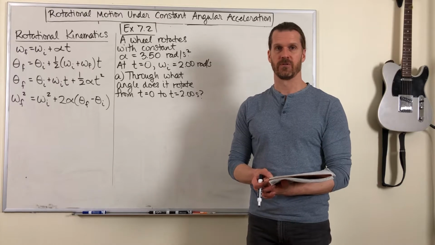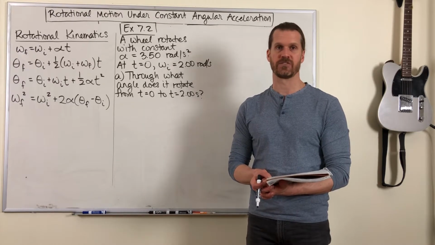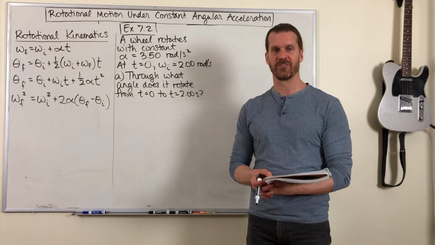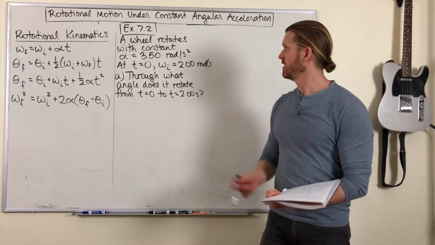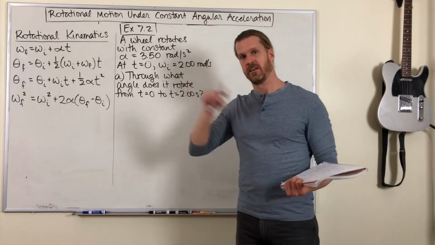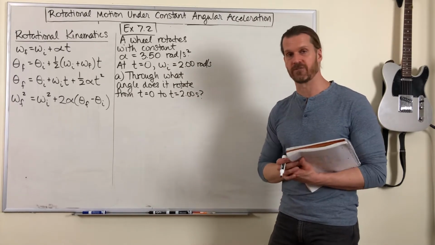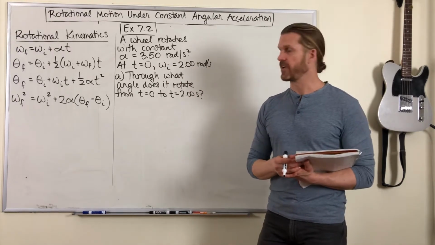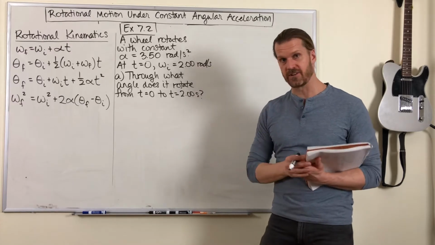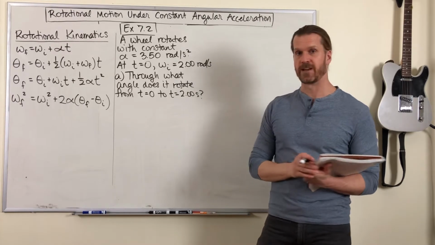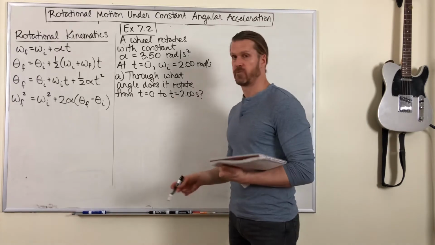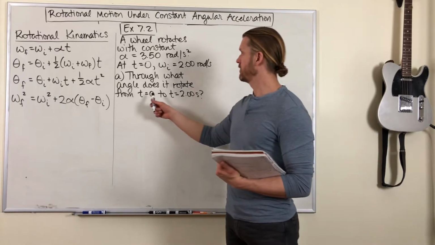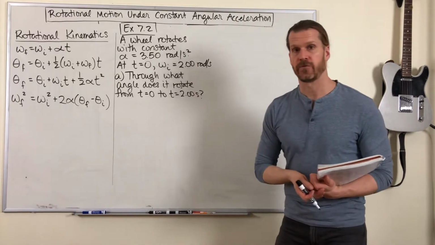Example 7.2, we're going to use our rotational kinematic equations to analyze a problem. And it'll be the same problem-solving method we used for linear kinematics. So in this example, we have a wheel that's rotating with a constant angular acceleration of 3.5 radians per second squared. At the initial time, its initial angular velocity is 2 radians per second. So the first question we want to answer is, through what angle does this wheel rotate from time 0 to 2 seconds?